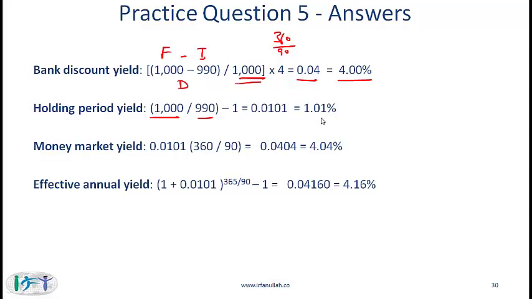We could have also simply done 10 divided by 990, being the investment amount. This will give us the same answer. Money market yield is the holding period yield times 360 over 90. That gives us 4.04%, which is higher than the bank discount yield. And with effective annual yield, we take 1 plus the holding period yield and then raise to the power of 365 over 90, minus 1, and this gives us 4.16%.